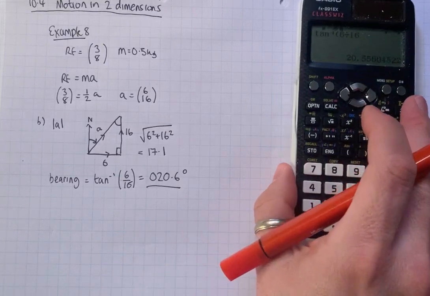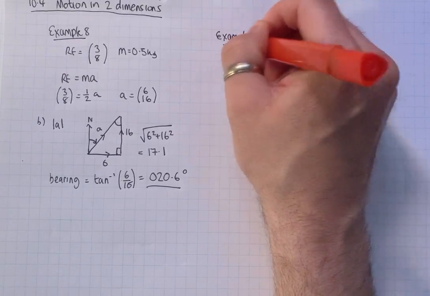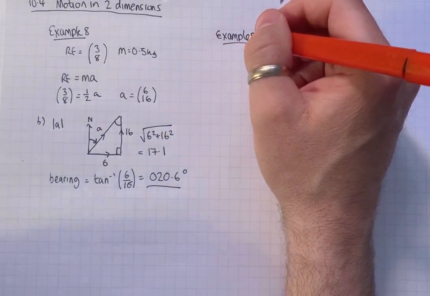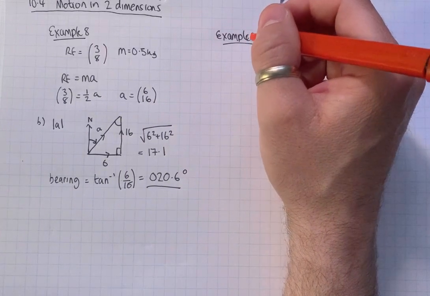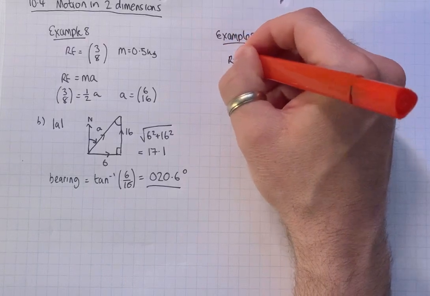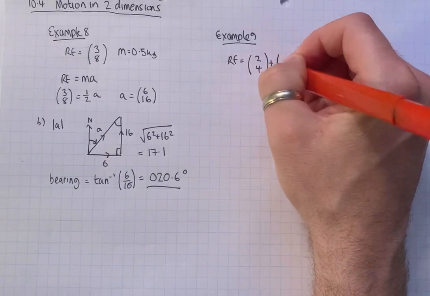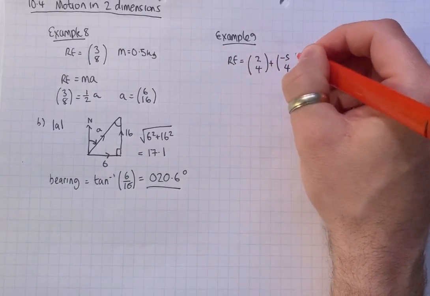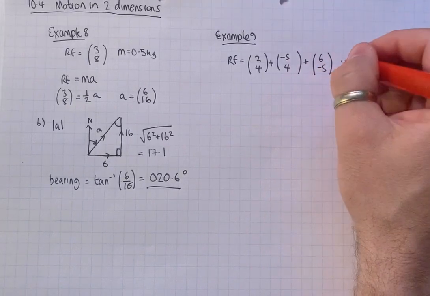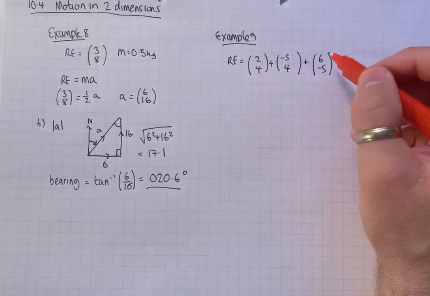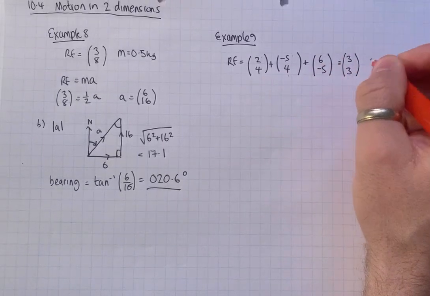Okay, example 9. We've got 3 forces acting on a particle of mass 3 kilograms. Find the acceleration of the particle. So we first need to work out the resultant force just by adding up the individual forces, which are 2i plus 4j, minus 5i plus 4j, and 6i minus 5j. So add those up. 2 minus 3 plus 6 is 3, 4 plus 4 minus 5 is 3, so 3, 3.